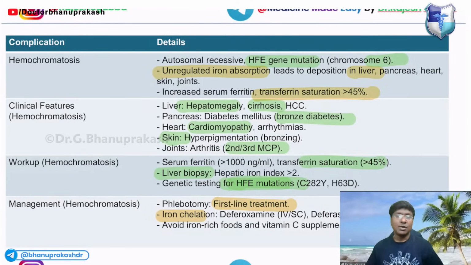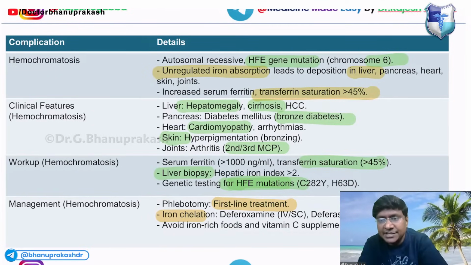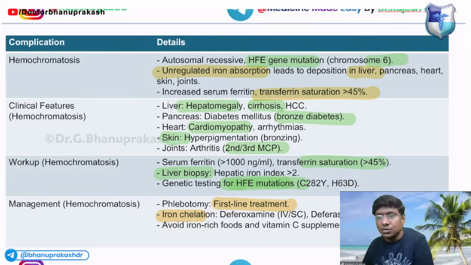Okay, so this is about hemochromatosis. So what are the important points? The gene mutated is the HFE gene mutation, which is present on chromosome number 6. The first organ that is affected is the liver.